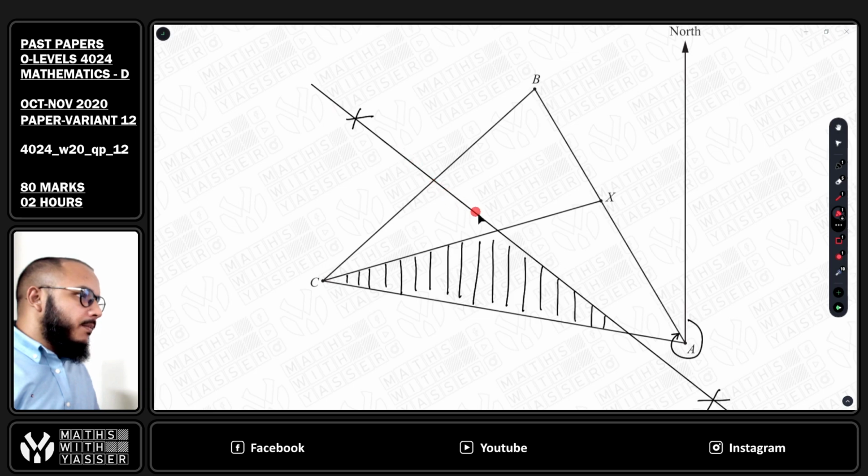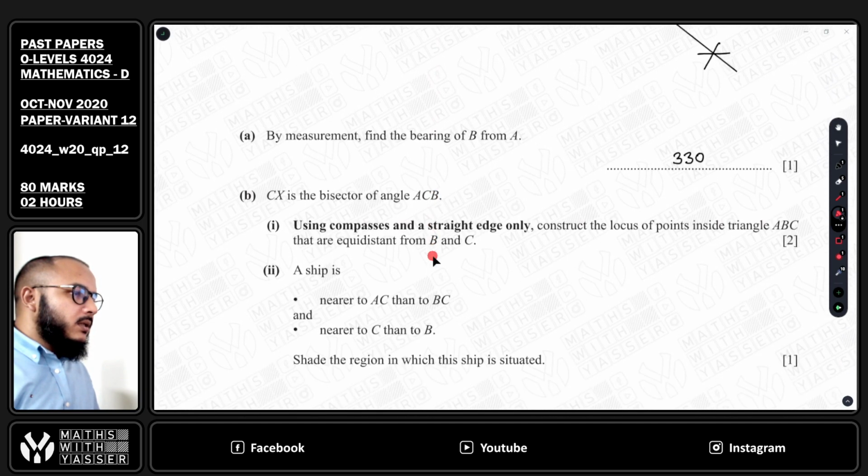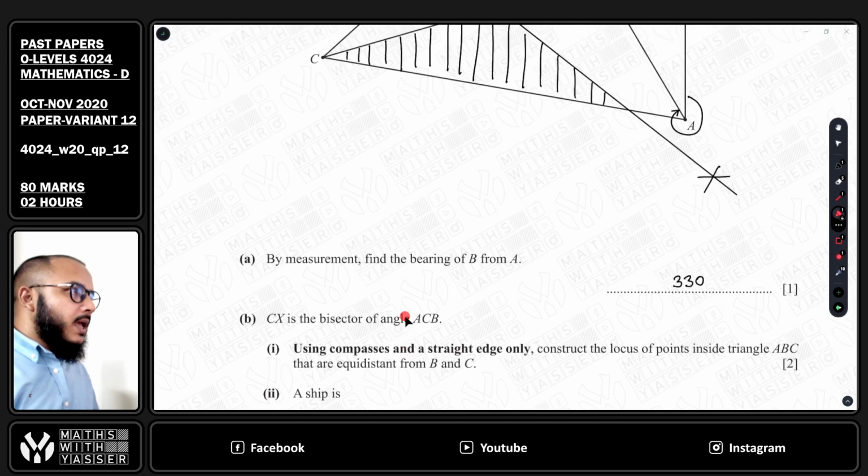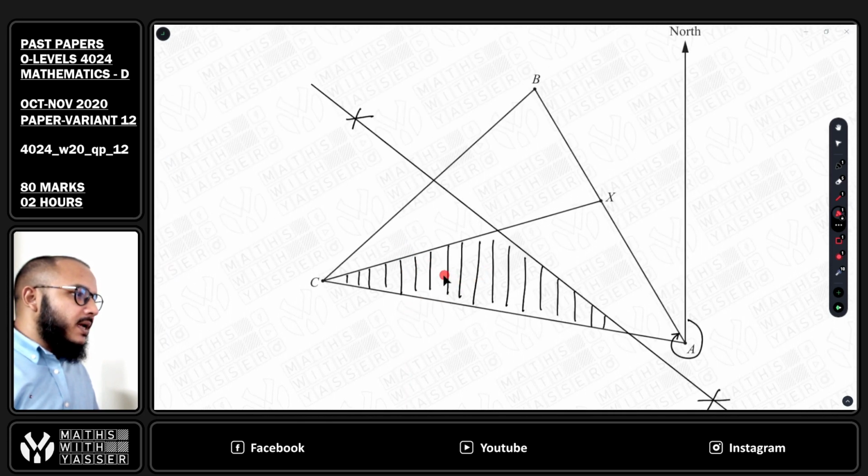With the help of this perpendicular line, I can clearly see that all the points over here are closer to B and all the points over here are closer to C. So since it says shade the region in which this ship is situated, we have to consider the region which satisfies both of these statements, and both are satisfied over here. This region is closer to AC than to BC. Also, this region is closer to C than to B.